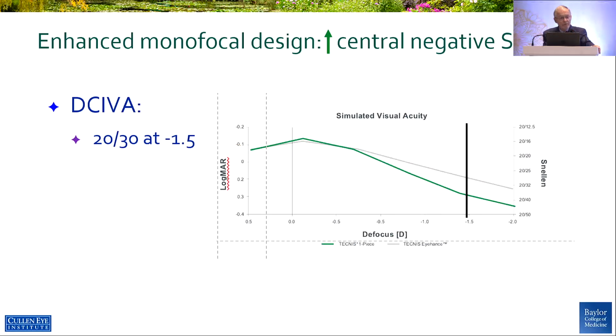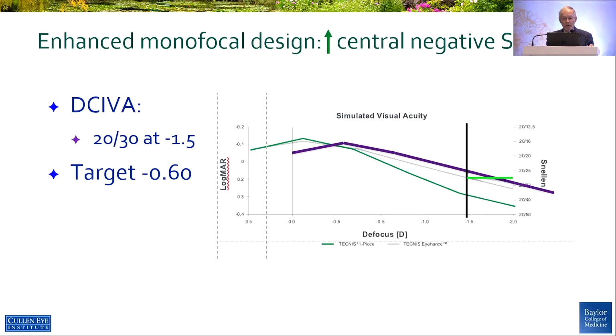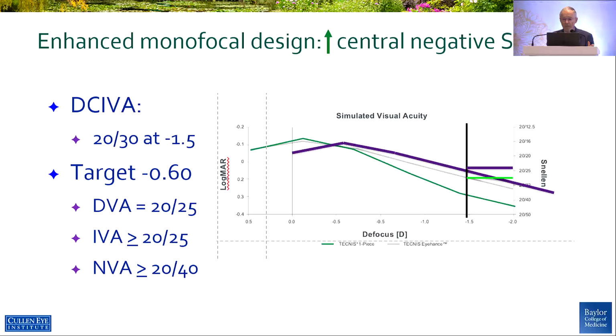And it enables one in one's practice to do a really interesting form of monovision, because the distance-corrected acuity and intermediate with these lenses is around 20/30-ish on average. But if you target minus 0.6, and that moves the curve over, the distance vision will drop to 20/25, but now you've increased the intermediate vision to 20/25, and your near vision can be as good as 20/40. And that can give a lot of spectacle independence, particularly when using electronic devices that, again, because of the brightness, will make the pupil smaller.